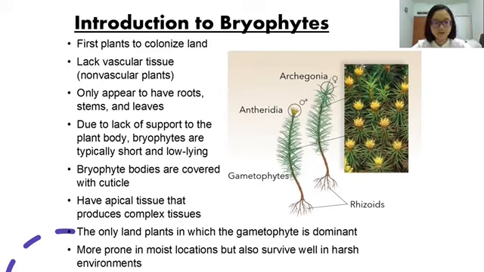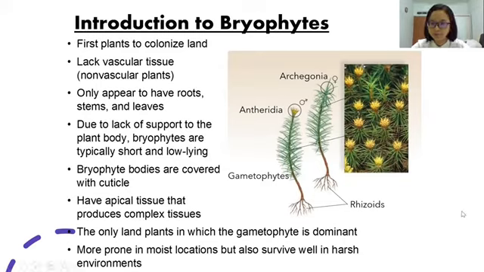So due to lack of support to the plant body, bryophytes are typically short and low-lying. For example, some mosses only grow to a maximum length of 20 centimeters. Bryophyte bodies are covered with cuticle. They have apical tissue that produces complex tissues. Bryophytes are actually the only land plants in which the gametophyte is dominant.